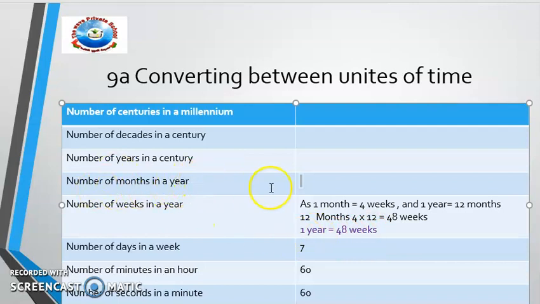Likewise, the number of months in a year. Do you know this? In a year, how many months are there? January, February, March, April, May, June, July, August, September, October, November, December. It has 12 months.